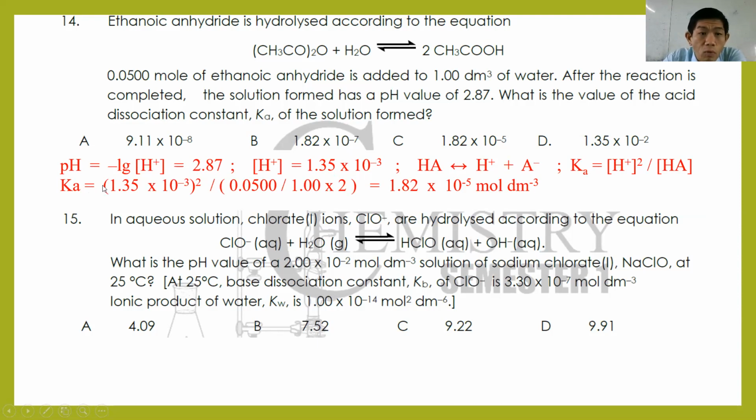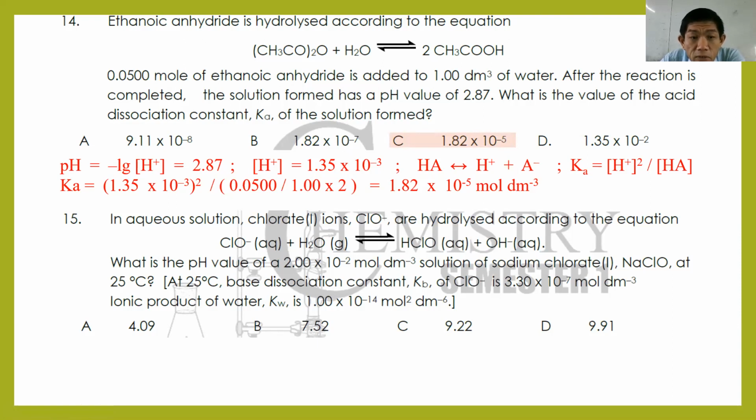So K is equal to (1.35 times 10 power negative 3) squared divided by the concentration of the acid. So 0.5 mole of ethanoic acid divided by 1.00 times 2, because you form 2 ethanoic acid. So you get 1.82 times 10 power negative 5. So this is basically the way. There is a little tricky part in here where you need to understand the methods to get to the concentration of the acid in this case. Okay, so that is for number 14.